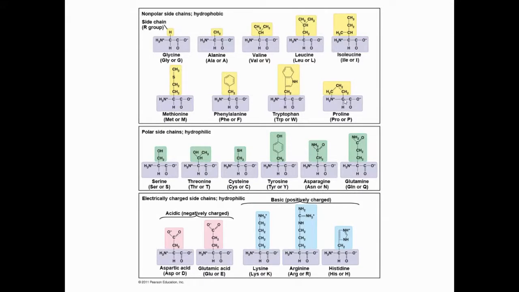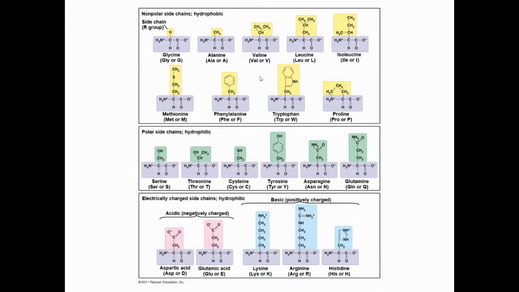So the amino group of the proline is a secondary amine. And then phenylalanine and tryptophan both have an aromatic ring. And this ring also contributes when you try to measure the protein concentration.